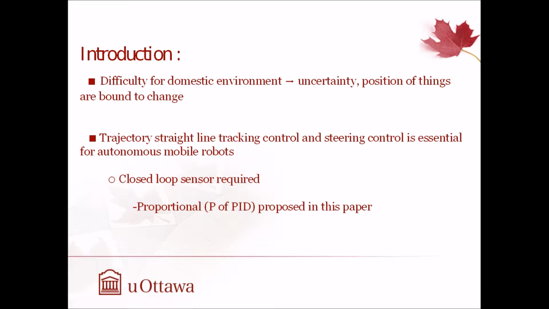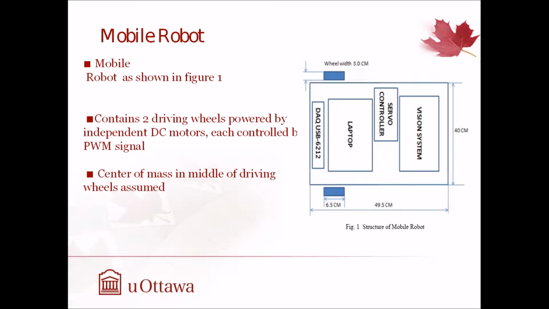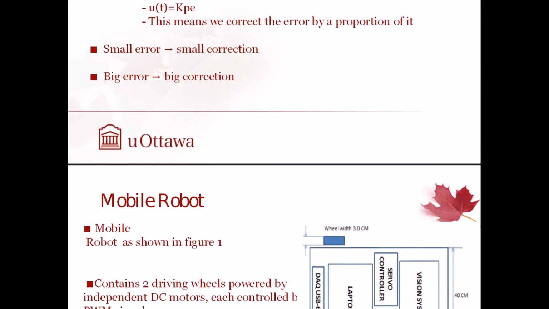So in order to achieve this, the paper proposed a closed loop sensor with a proportional controller. Now, the mobile robot, as we can see in figure 1, contains two driving wheels that are powered each by independent DC motors, and the center of mass is assumed to be in the middle of those driving wheels.